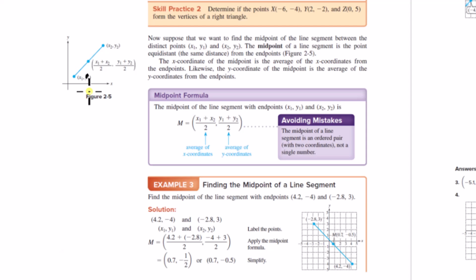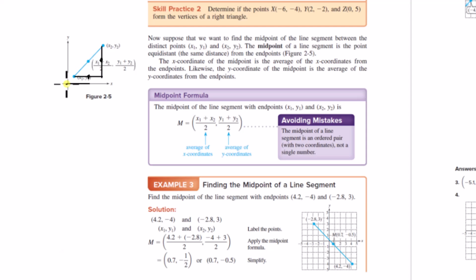And since you're just adding, the order doesn't matter. With subtraction it would, but we're just adding. And same here. The order doesn't matter. You could do x1 plus x2 divided by 2, that's the x coordinate, or x2 plus x1 divided by 2, that's the x coordinate of the midpoint. For the y coordinate, you could do y1 plus y2 divided by 2, or y2 plus y1 divided by 2, that's the y coordinate. The order doesn't matter. And again, what you're going to get is this coordinate and this coordinate, and that's it.